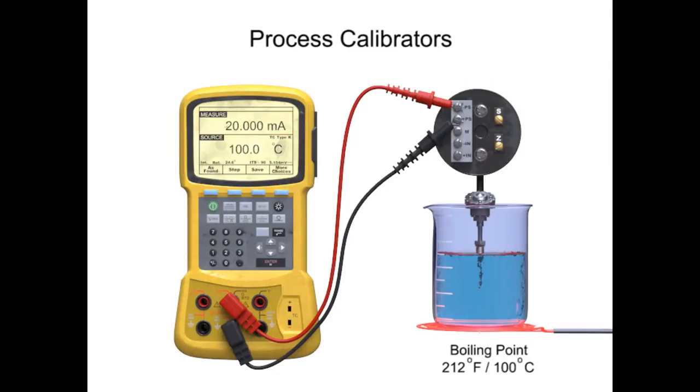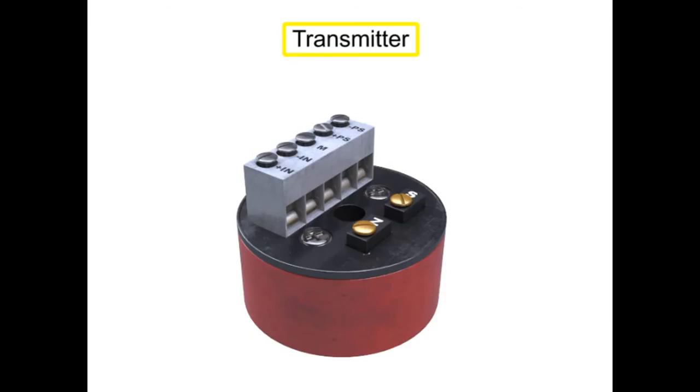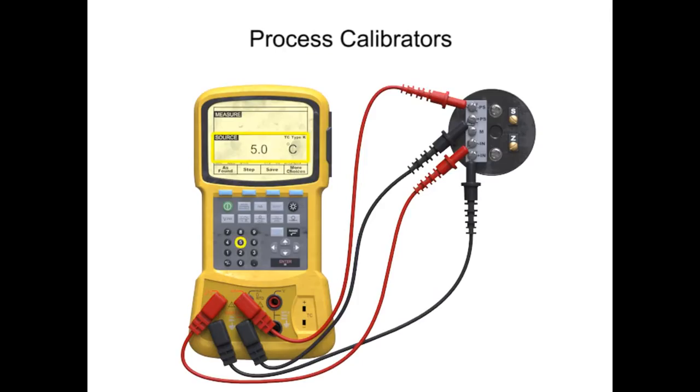After the sensor accuracy is confirmed, the next step is verifying the accuracy of the transmitter using the process calibrator. The calibrator provides an input signal to the transmitter that simulates the output of the sensor at multiple measurement points. With a transmitter range of 4 to 20 milliamps, the expected output at the low end of the temperature range of 0 degrees Celsius is 4 milliamps.